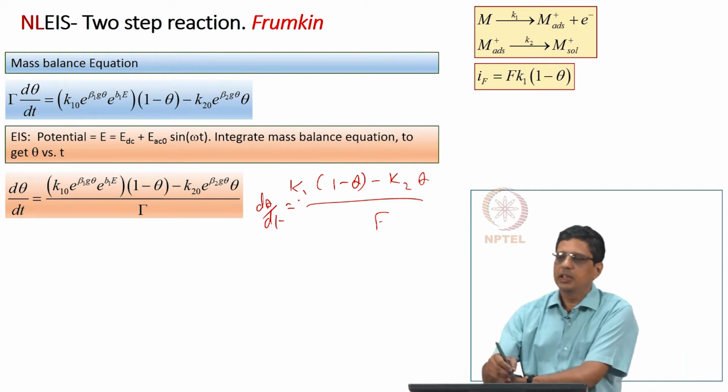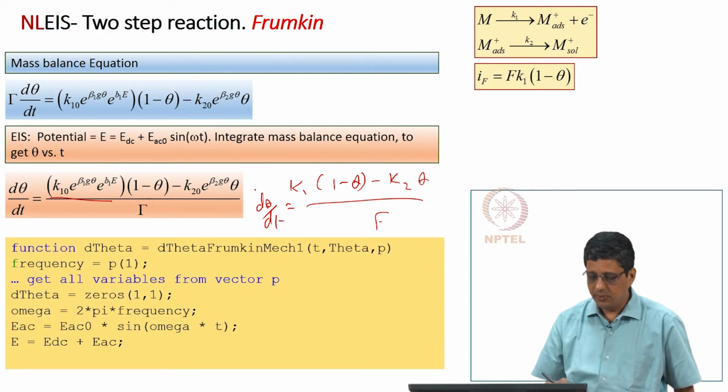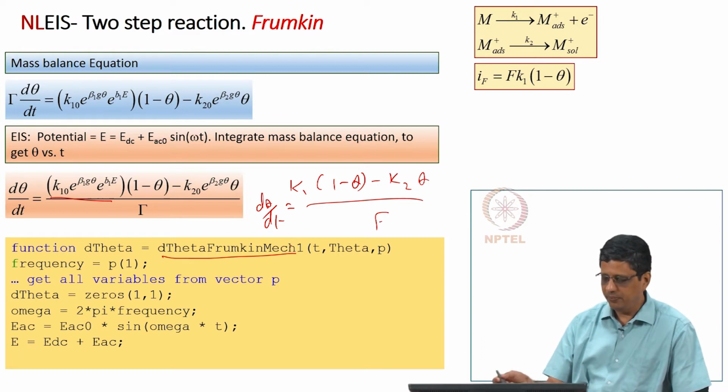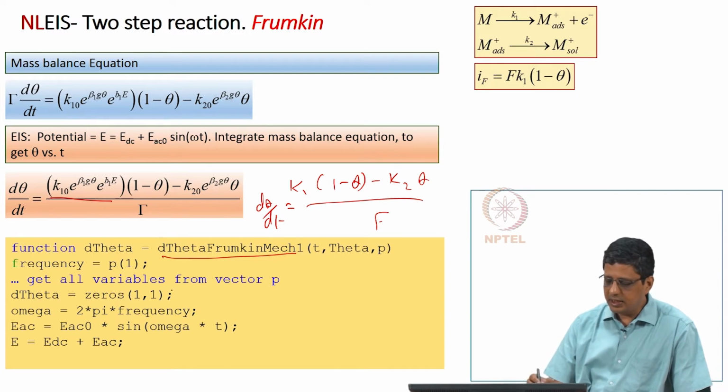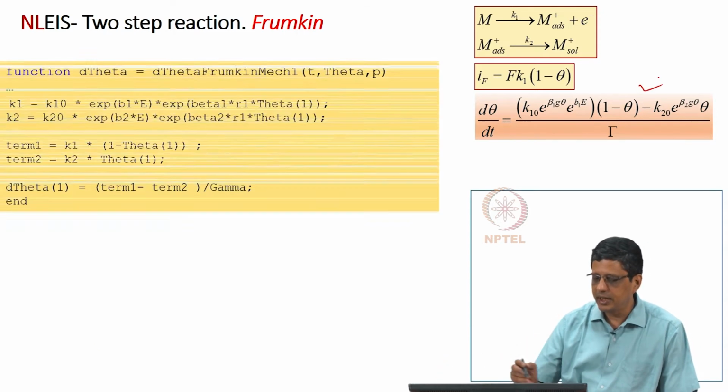and in that case it would have been k1 0 exponential b1 e, but in this case it is a little more complex, does not matter. If you are going to use a numerical method, we can just substitute whatever expression we have. In this case, for example, I would have written it as d theta Frumkin for mechanism 1, and we get all the parameter values, variable values, and then first set the d theta by dt to 0. We calculate EAC, we calculate the potential E as a sum of EDC and EAC, and we will continue in the next page. This is the equation that we want to integrate, right.